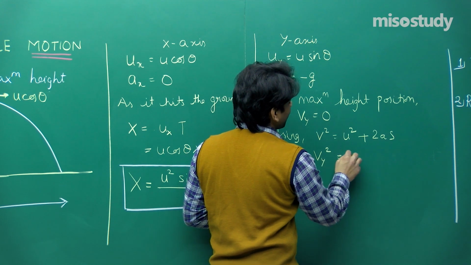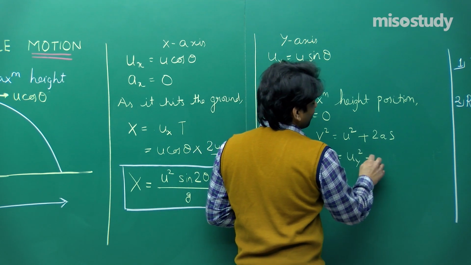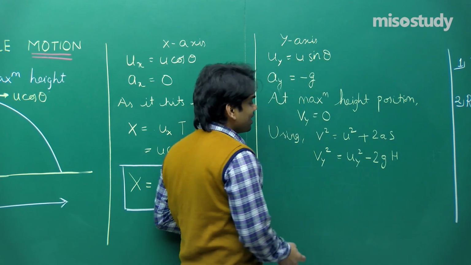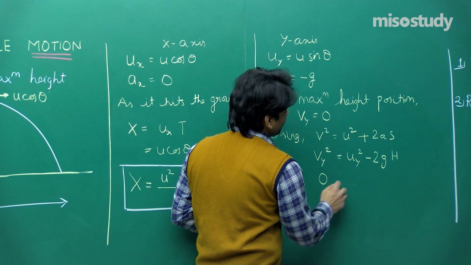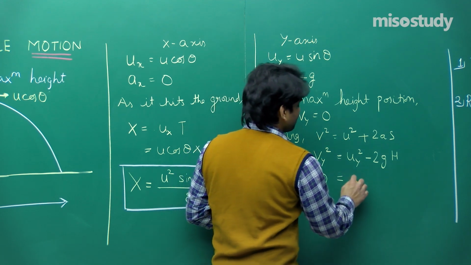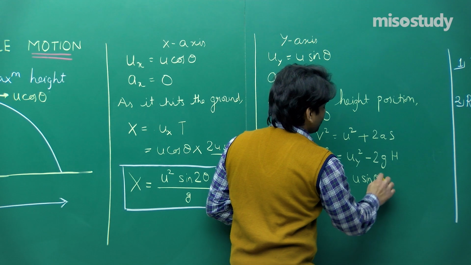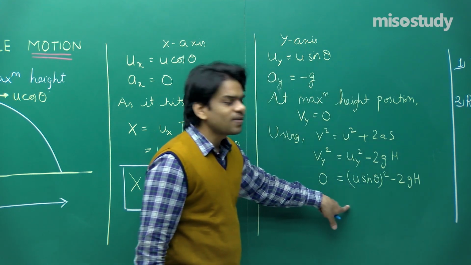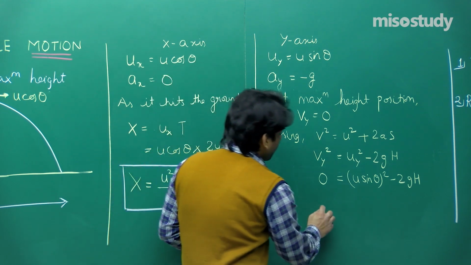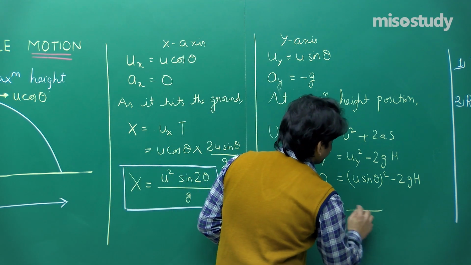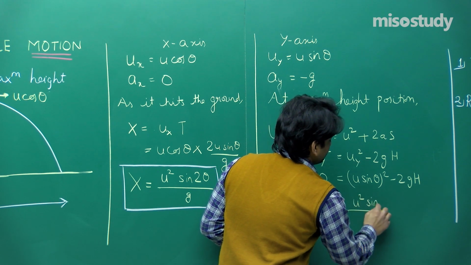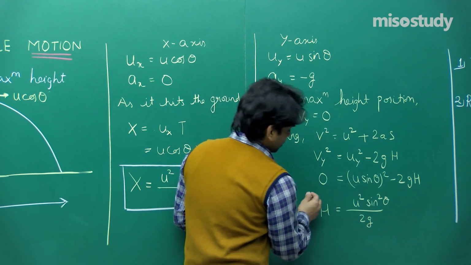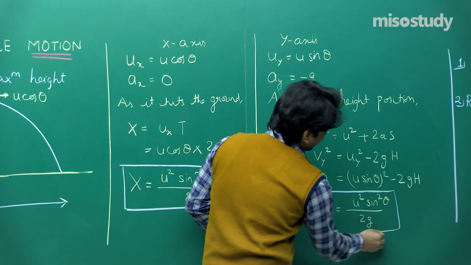Vy whole square is equal to Uy whole square minus 2gH. H I am using for maximum height. See, Vy will be 0, Uy will be U sin theta whole square minus 2g capital H. Now just evaluate the value of capital H. You will obtain capital H as U square sin square theta by 2g. This is the value of maximum height that we have obtained.